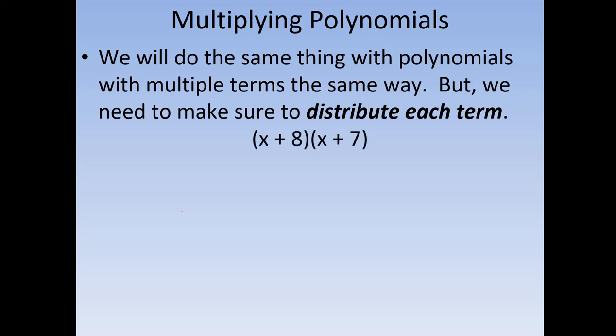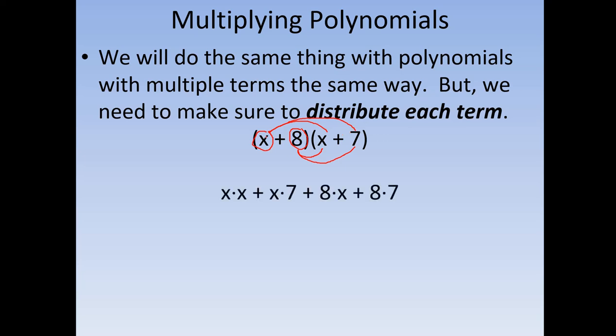So here's an example. This is a binomial. It has two terms. So we're taking a binomial and multiplying it by a binomial. For the first part, I'm going to take the x and distribute across to the two terms on this side. So x times x plus x times 7. Then afterwards, I'm going to take this term, the 8, and distribute to the two terms again. So 8 times x, and then 8 times 7. And that's it. This is the distributing that we're referring to.